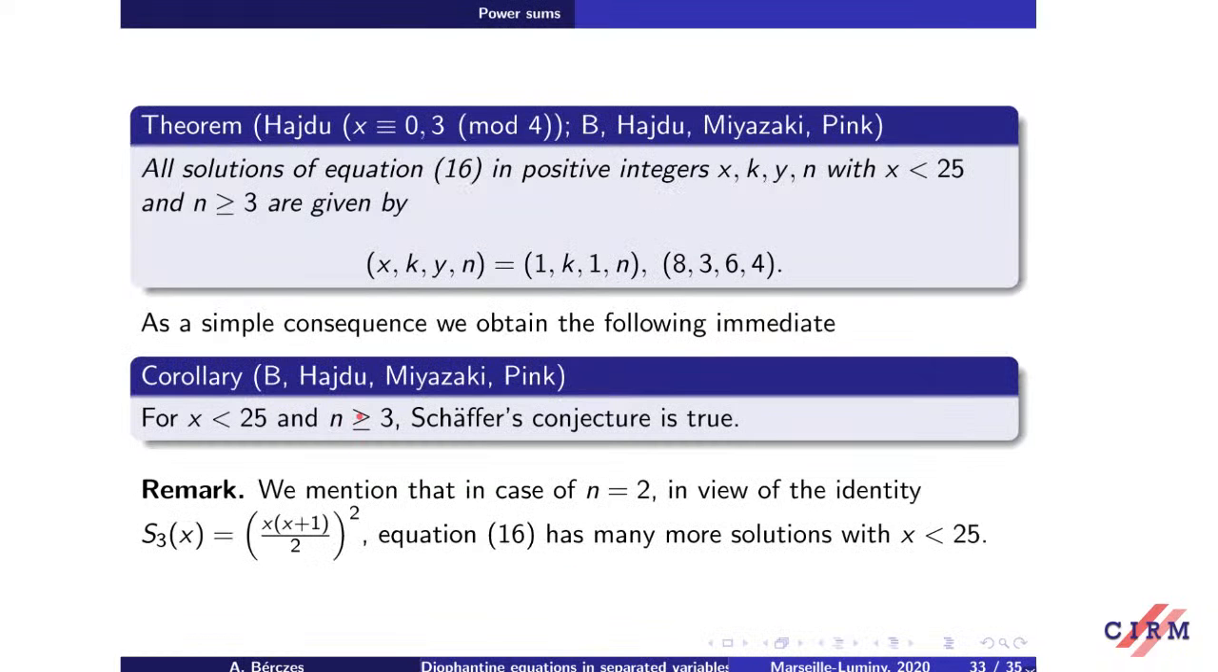This is, of course, not a complete list of results. However, Hajdu initiated the investigation of this equation for fixed values of x. For values of x smaller than 25 and k congruent to 0 and 3 mod 4, he computed all the solutions, and together with Hajdu, Miyazaki, and Pink, we extended this result for the cases when k is congruent to 1 or 2 mod 4. In principle, this shows that we proved the Schäffer conjecture for x smaller than 25 and n larger or equal to 3.